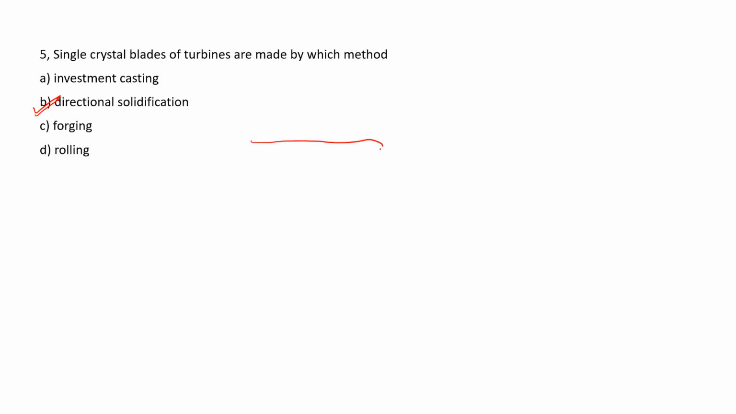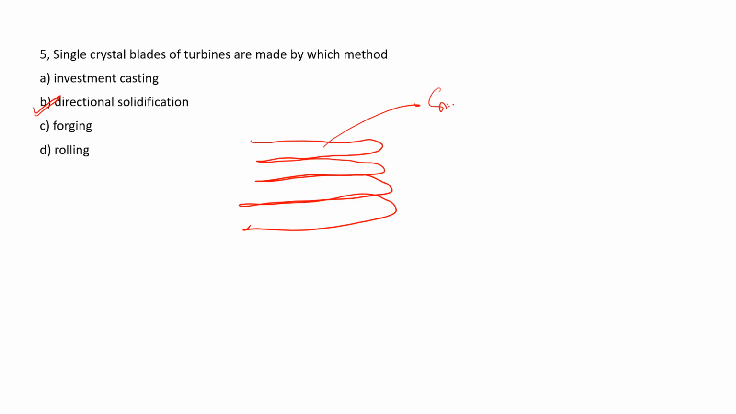Like you see, there are different dendrites which are formed while cooling. Each dendrite will act as a single crystal. So if you want only these dendrites to grow, then you can do this. For that purpose we need to supply heat, and we need to manage it such that this always keeps on growing, right?